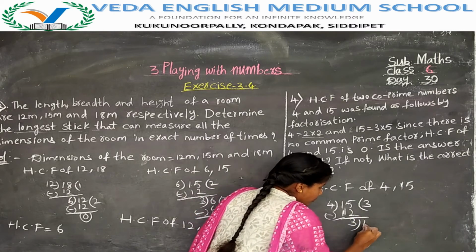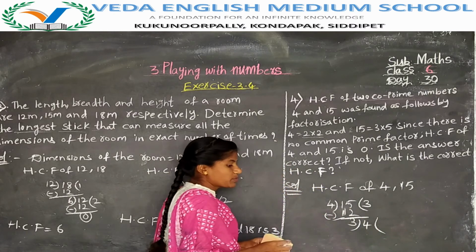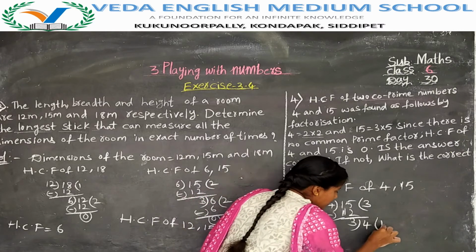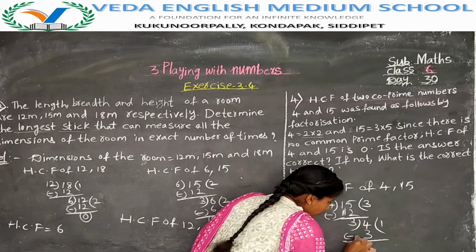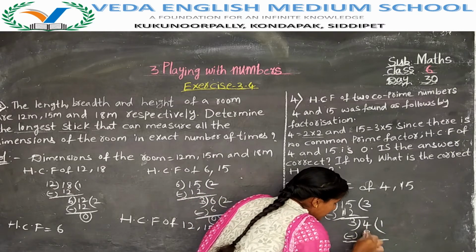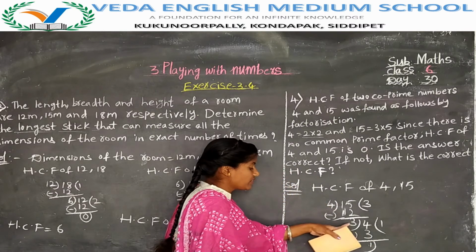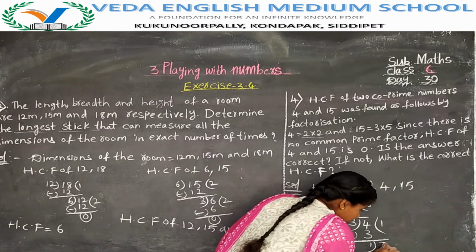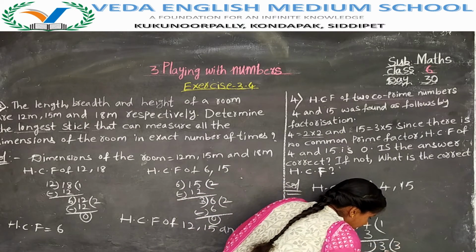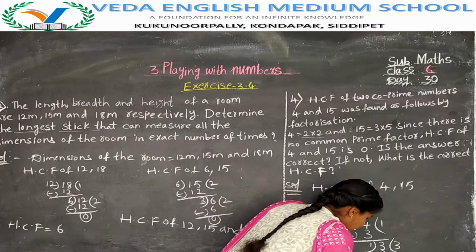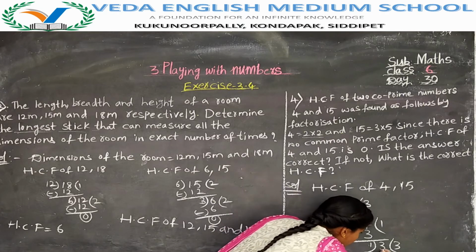The first divisor is 4. Is 4 possible in the 3 table? No. That is 3 1s are 3. 4 minus 3 is 1. Again you did not get the remainder 0. Again you have to continue this division by using the divisor. What is the second divisor? 3. So 1 3 is 3. 3 minus 3 is 0. Here we got 3 minus 3 is 0.